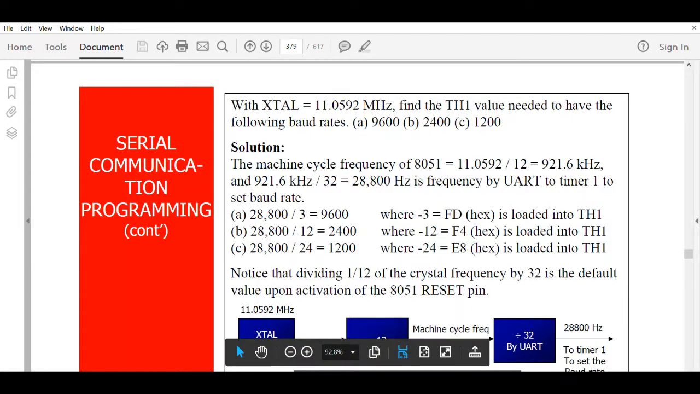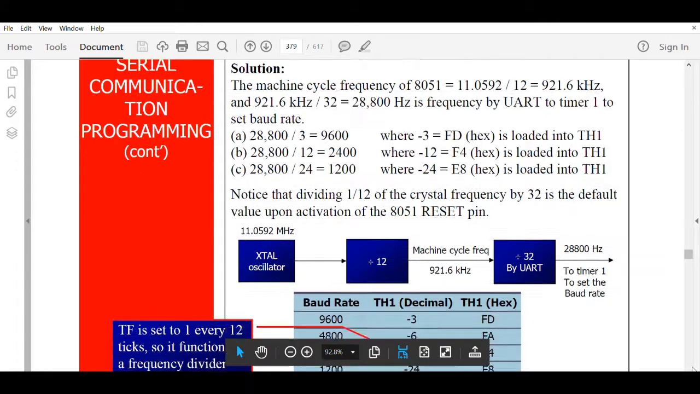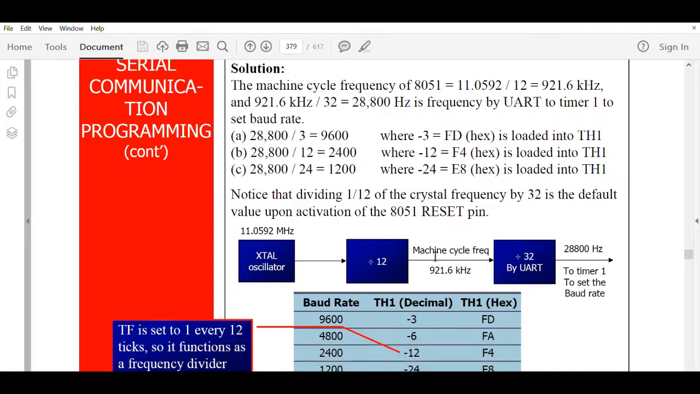If you are using a UART, and RS-232 is a UART, then you have a divide by 32 at the end. For a timer, the crystal oscillator output is divided by 12 and goes to the timer. But if you are using a UART, then this is again divided by 32, and only then does the frequency go to Timer 1. So that frequency is 28,800 hertz.